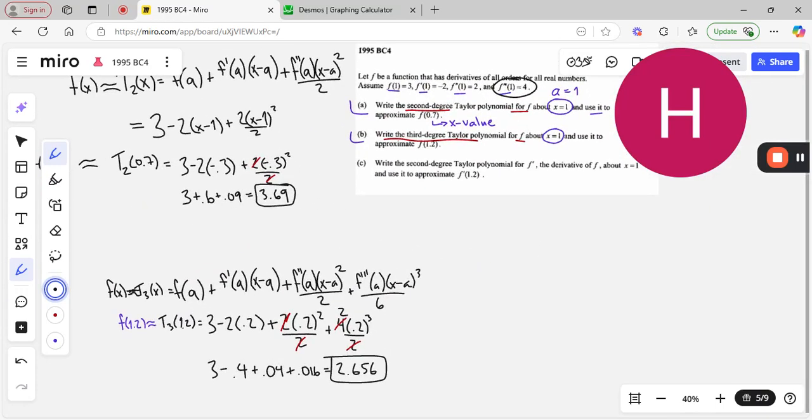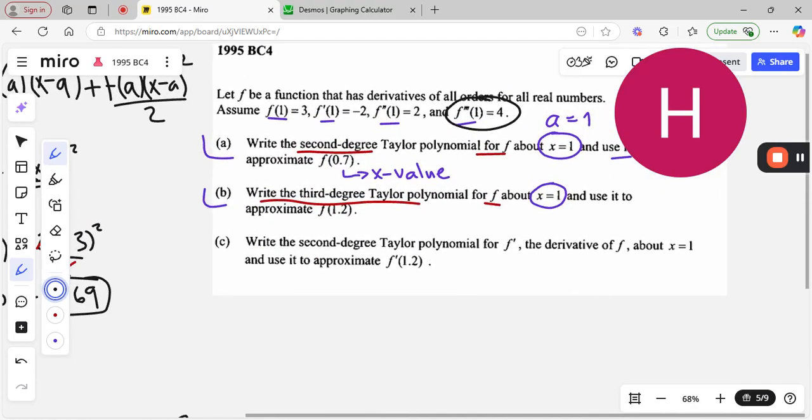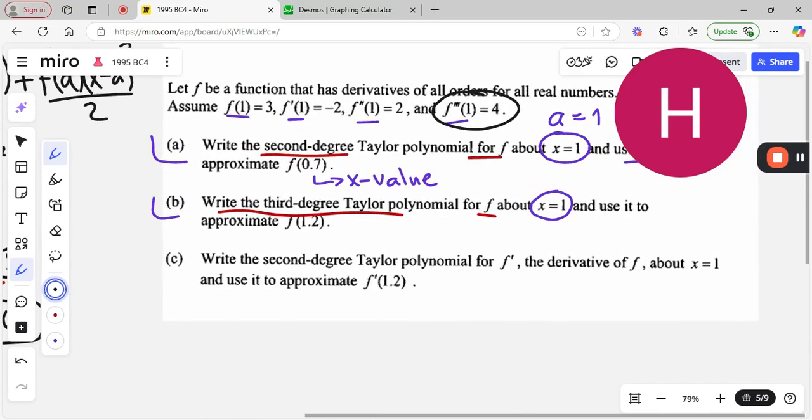Beauty of Taylor polynomials. We don't even need to know what the function is. If it had an equation to begin with, we can just approximate an equation. It's so awesome.